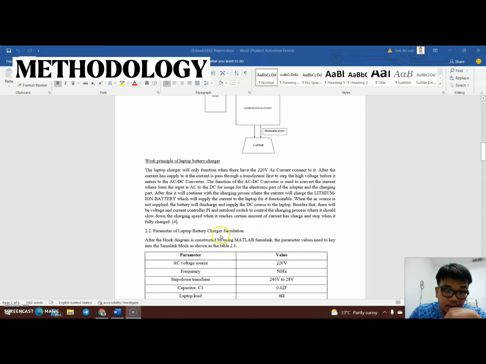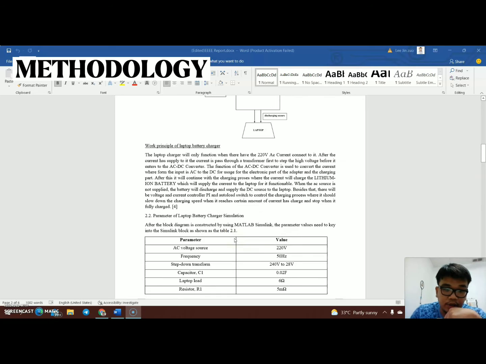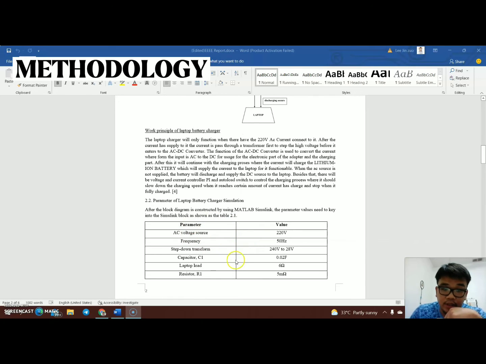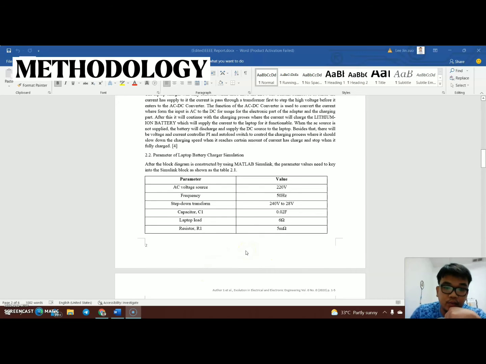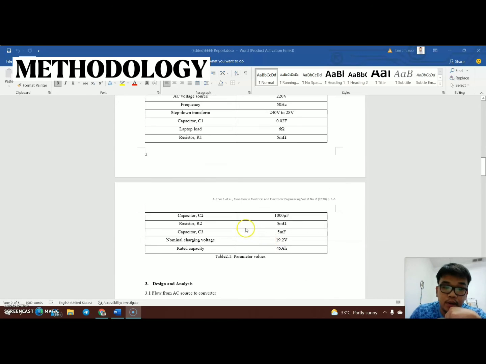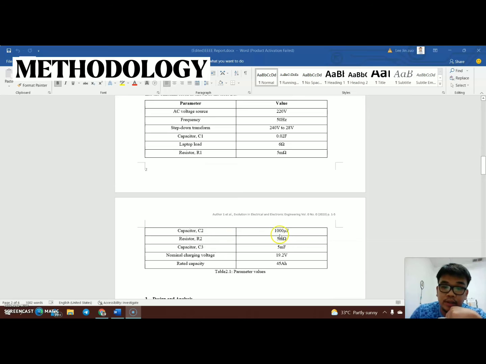Next is about the parameters of the laptop battery charger simulation. Here we can see the parameters. The AC source is 220 volt, frequency is 50 Hz, step-down transformer is 240 to 28, capacitor 1 is 0.02 farad, laptop load should be 6 ohm, and resistor 1 is 5 milliohm, capacitor 2 is 1000 microfarad, resistor 2 is 5 milliohm, capacitor 3 is 5 millifarad.